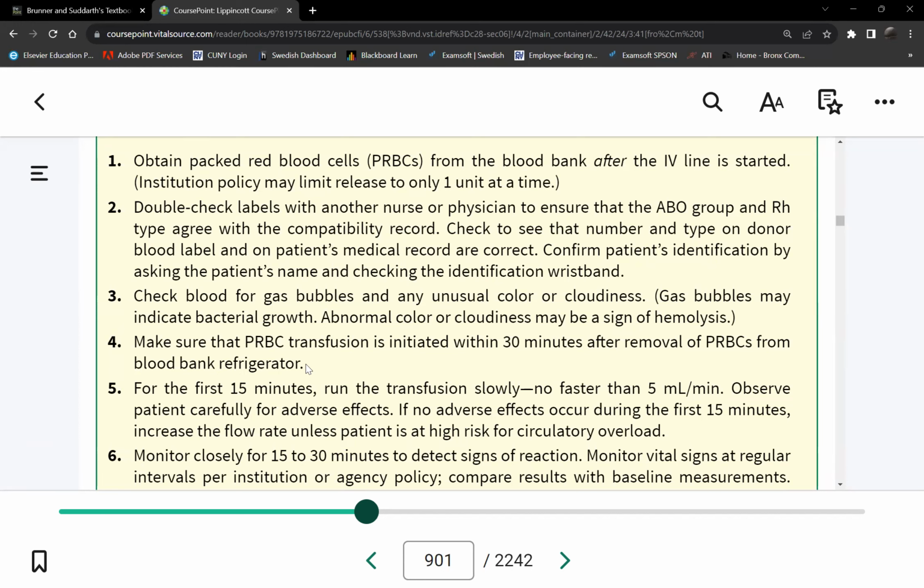All right. So what is your responsibility if the bag of blood got to you close to or beyond 30 minutes, meaning there's absolutely no way you can start the transfusion within 30 minutes from that time? You would return it back to the blood bank. Very good.